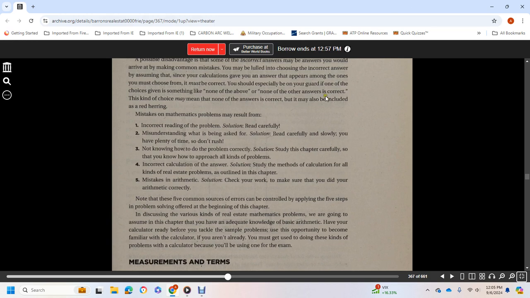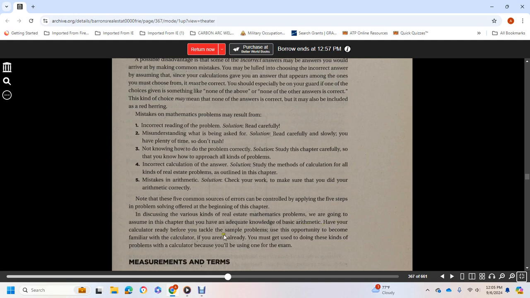Problem: not knowing how to do the problem correctly. Solution: study the chapter carefully so that you know how to approach all kinds of problems. Problem: incorrect calculation. Solution: study the methods of calculation for each kind of real estate problem outlined in this chapter. Problem: arithmetic mistakes. Solution: check your work and make sure that you did your arithmetic correctly. Note that these five common sources of errors can be controlled by the five steps in problem solving offered at the beginning of the chapter. We'll discuss various kinds of real estate math problems. We're going to assume the reader of this chapter has adequate knowledge of basic arithmetic.